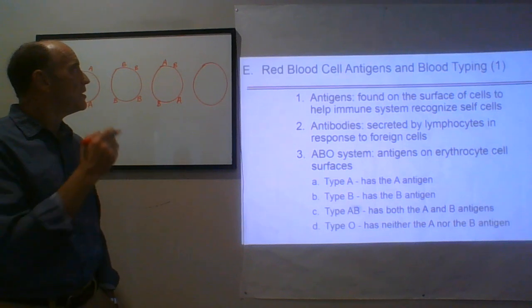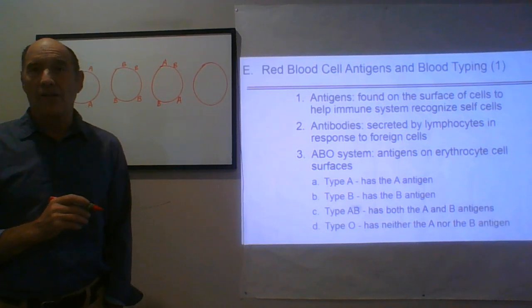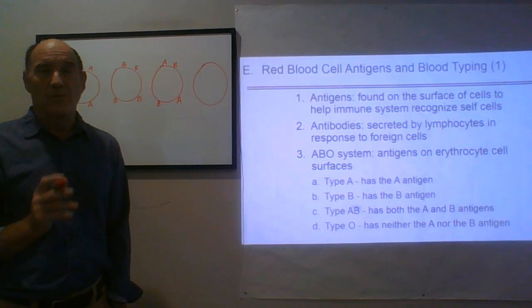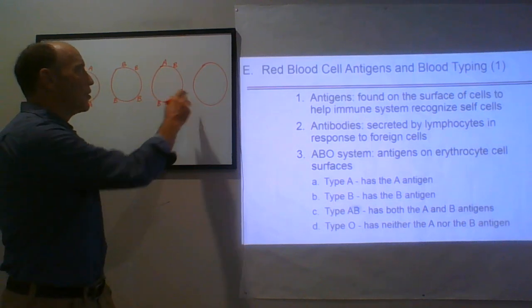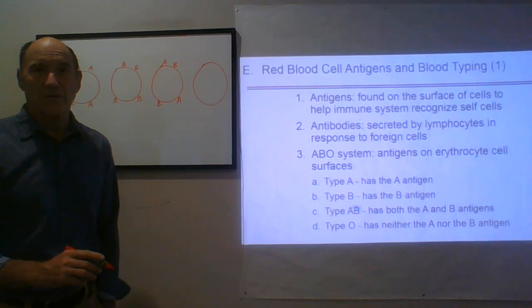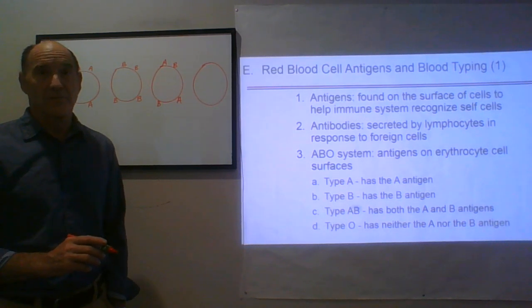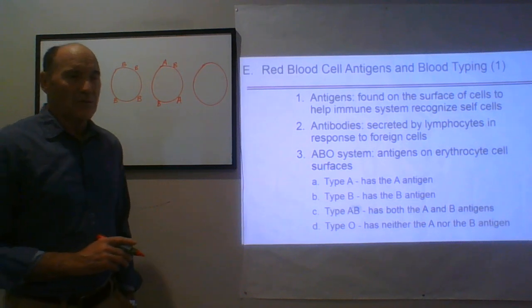And if you inherit the gene for neither A nor B, then you have type O blood, and you're missing those antigens.